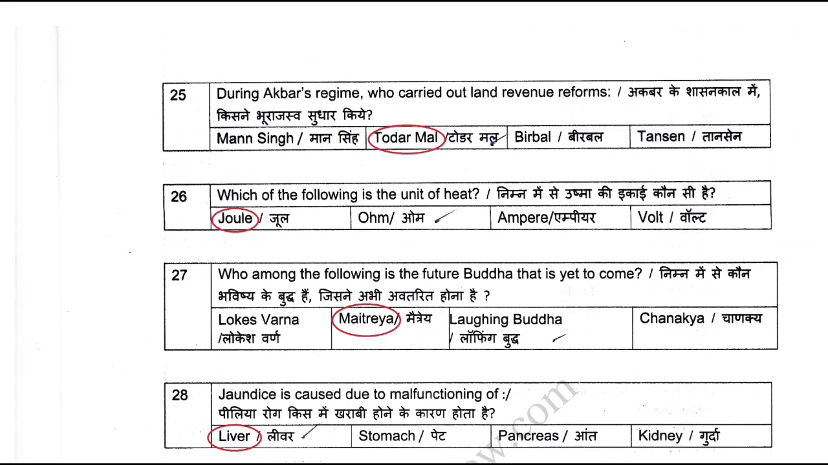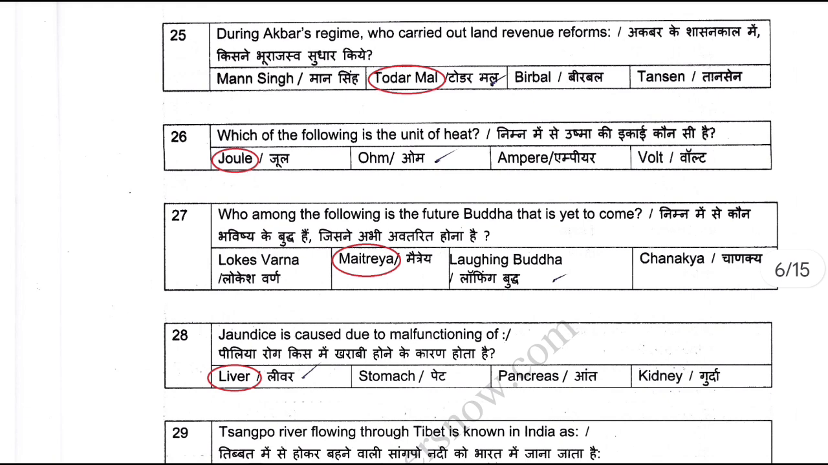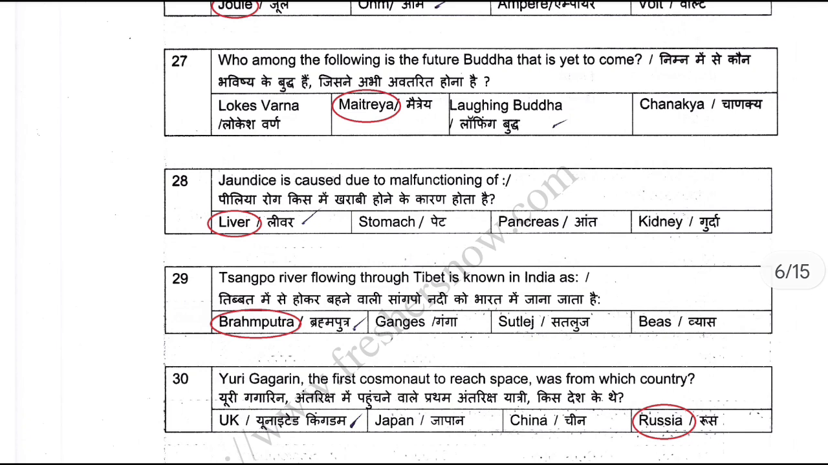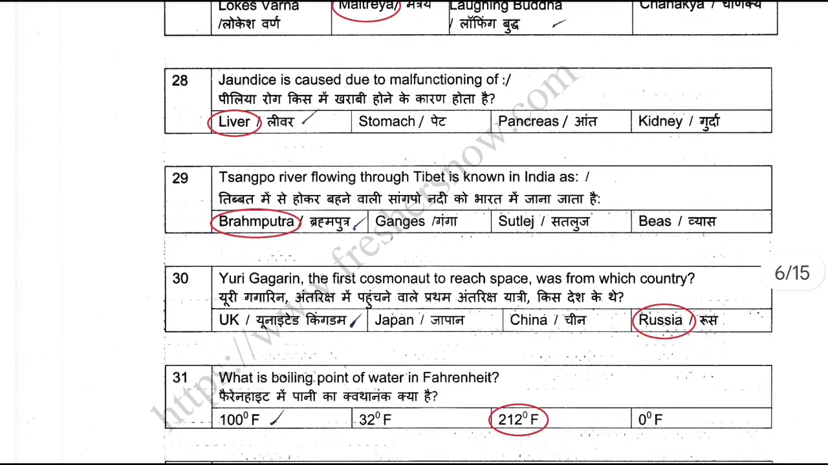During Akbar's regime, who carried out revenue reforms? Todar Mal. Which of the following is the unit of heat? Joules. Who among the following is the future Buddha that is yet to come? Maitreya. Jaundice is caused due to malfunctioning of the liver.